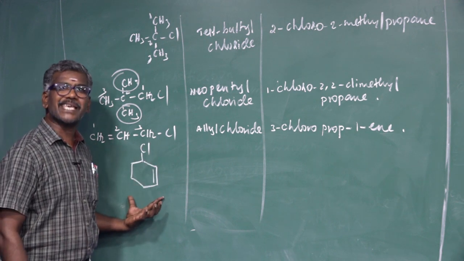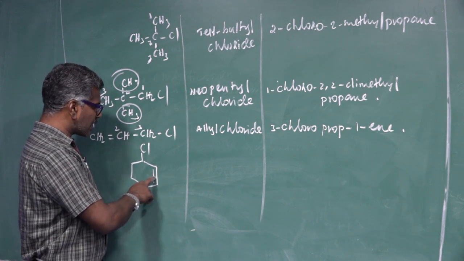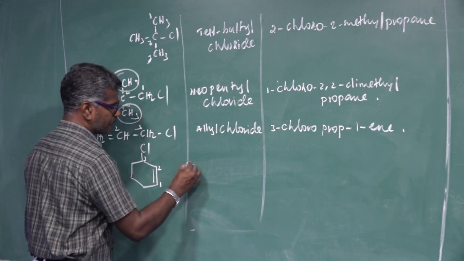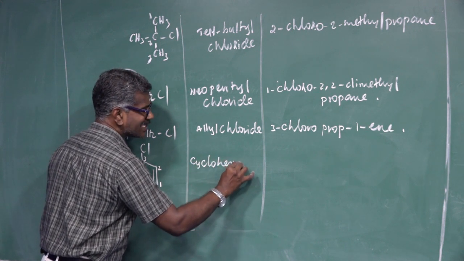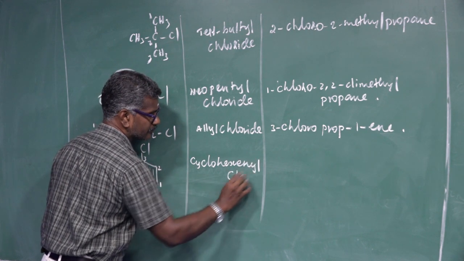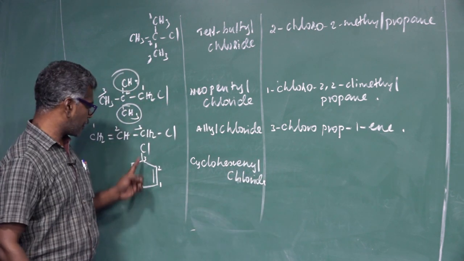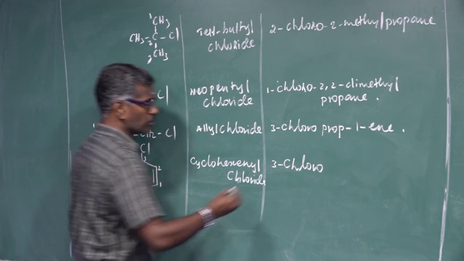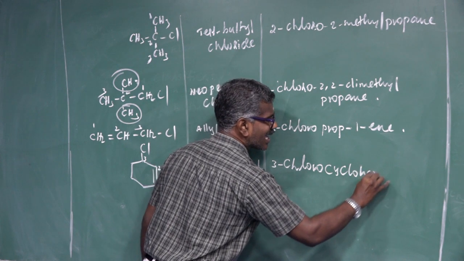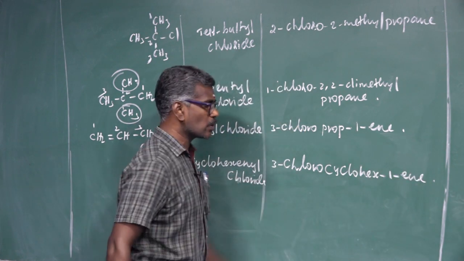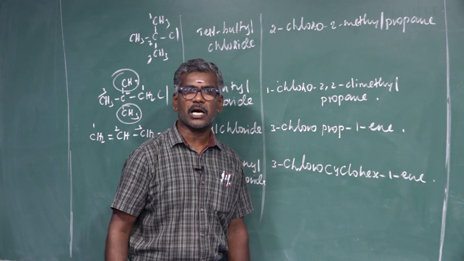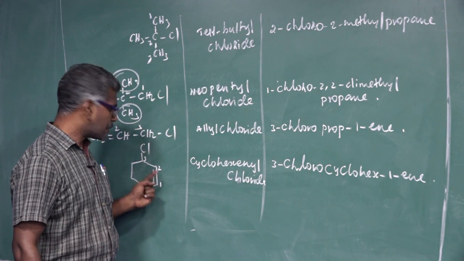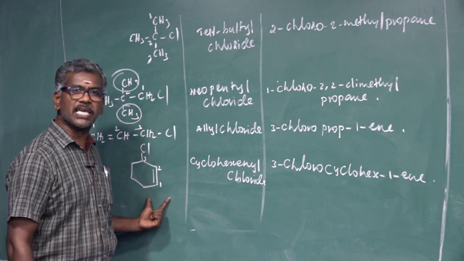Another one. This one is the best example for alicyclic compounds. The alicyclic compound combines the double bond and Cl. The double bond is the first priority: 1, 2, 3. Common name cyclohexenyl chloride. IUPAC: 3 chloro cyclohex 1-ene. Because in 1-ene, 'ene' refers to carbon carbon double bond, 'ane' carbon carbon single bond, 'yne' carbon carbon triple bond. Here the carbon carbon double bond is present in the nucleus. This one is the best example for an alicyclic compound.